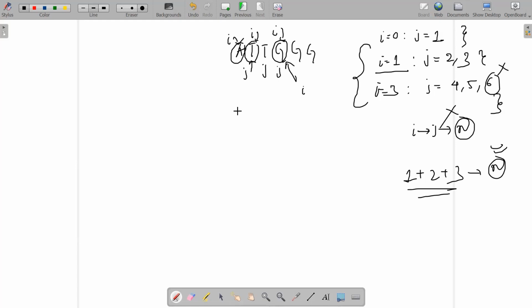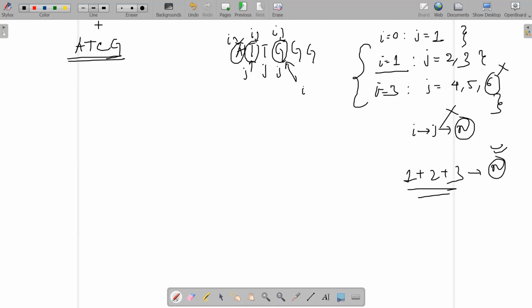In the worst case, how is your string going to look? A, T, C, G, let's say. Let's suppose in the worst case, your string is like this: all the characters are unique. Then what will happen? Can I say in this case, roughly all the characters will be visited by I and J?